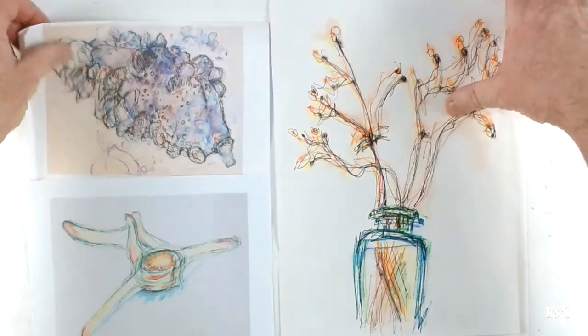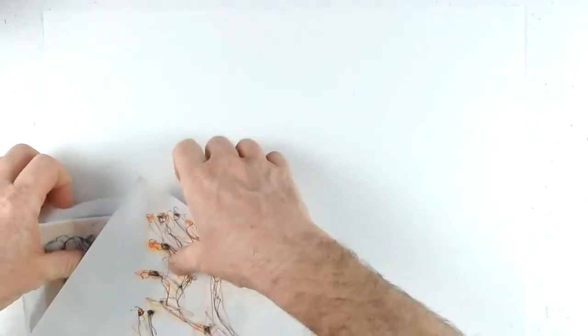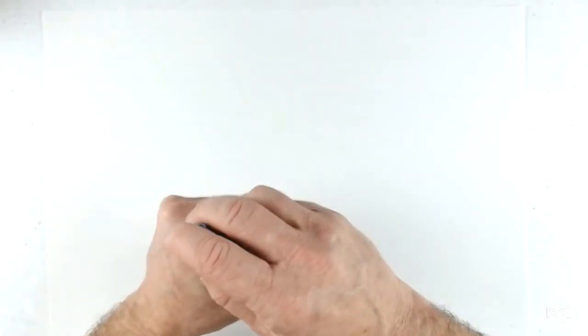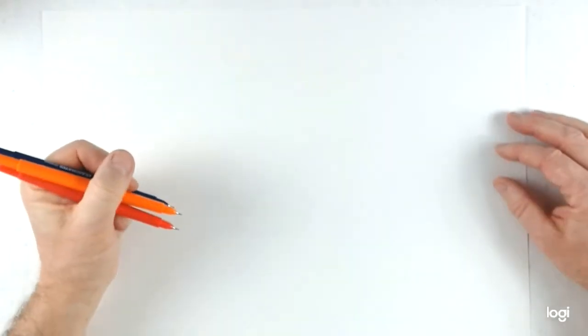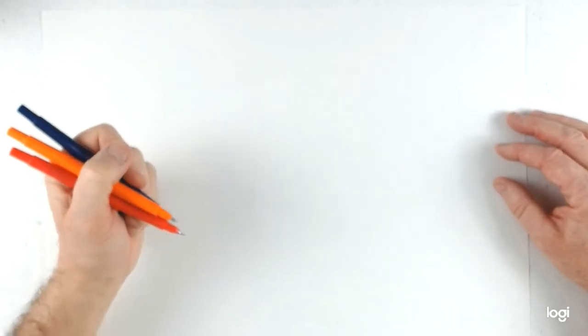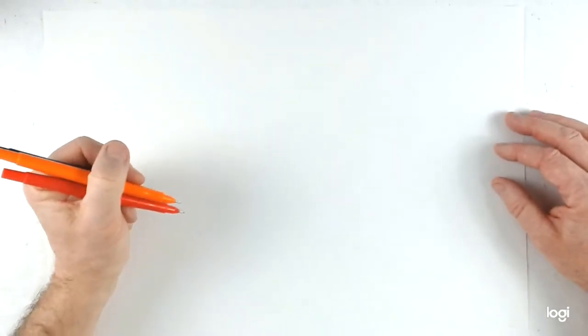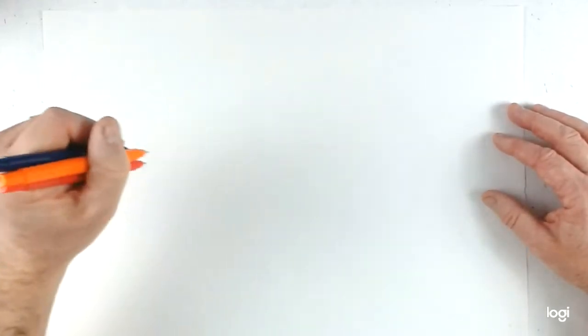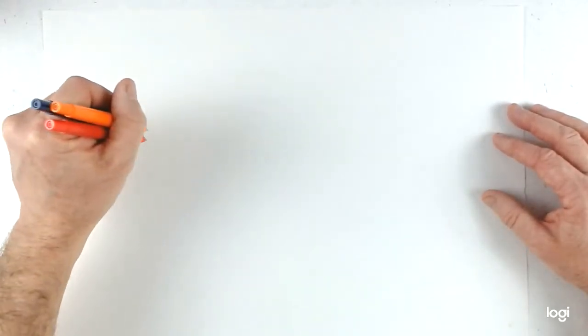So put those away. I've got three pens here. I'm sticking with colours which I could see on the object. So I could see red, I could see oranges and browns, and I could see in the metallic bits and the glass hints of blue. So I'm taking all those three colours together, and here goes.